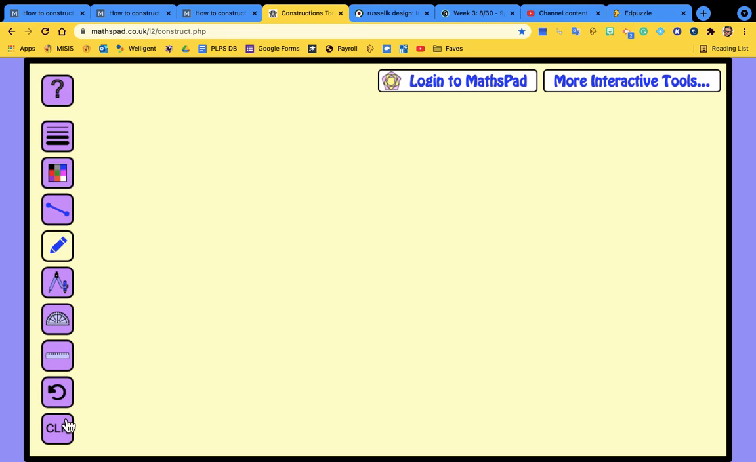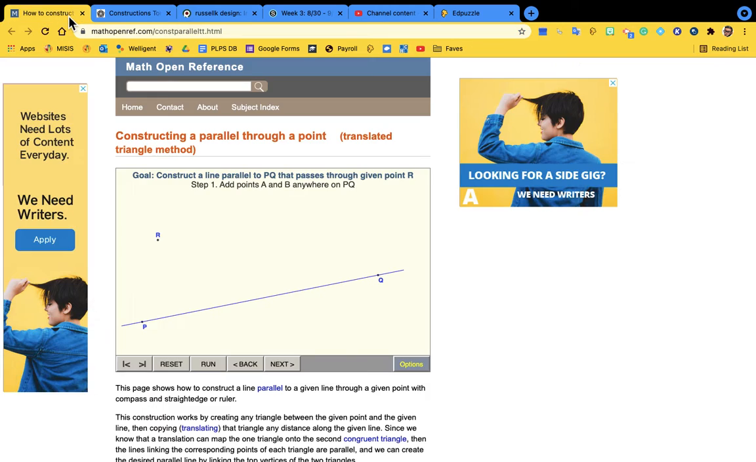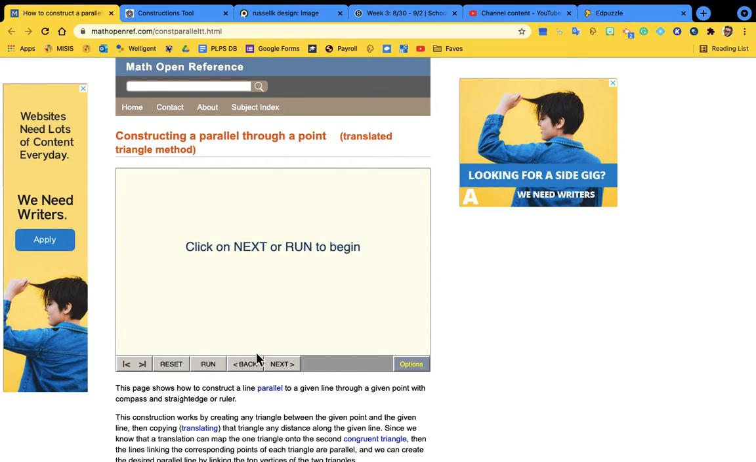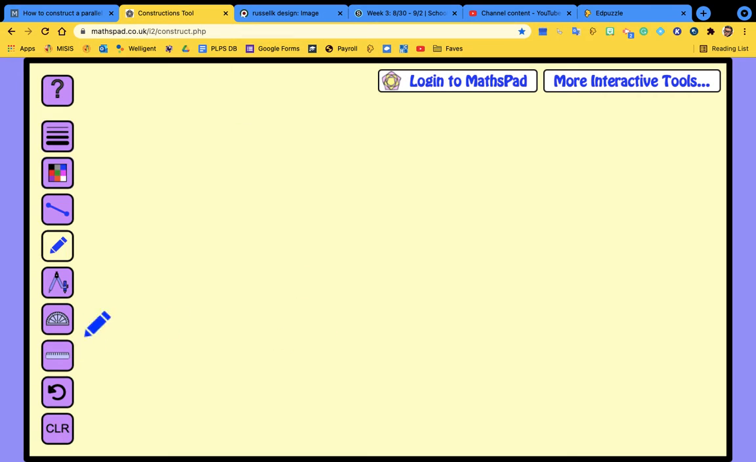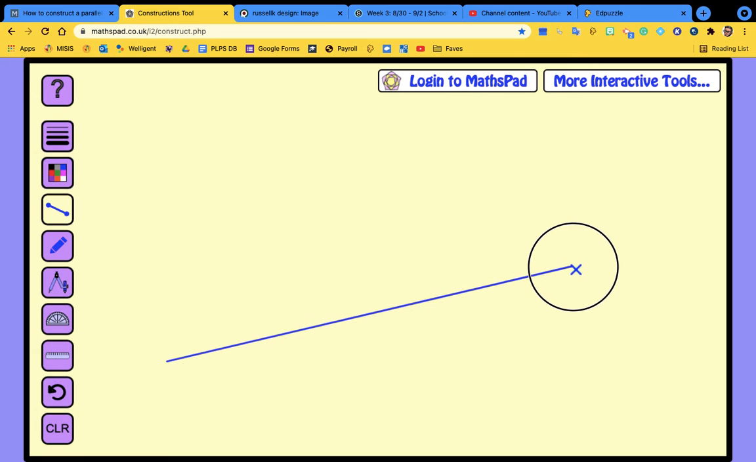Let's do one more example of constructing a parallel line here. So let us start with another segment and a point. So let's do a segment. This one in the example was going like this, so let's go like that too.